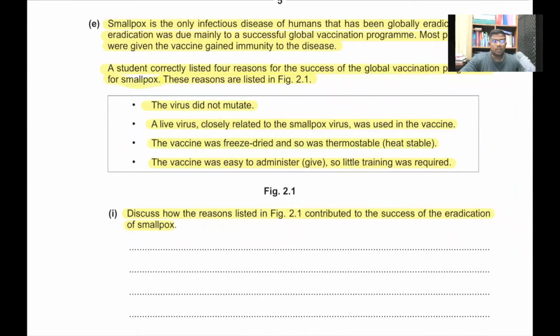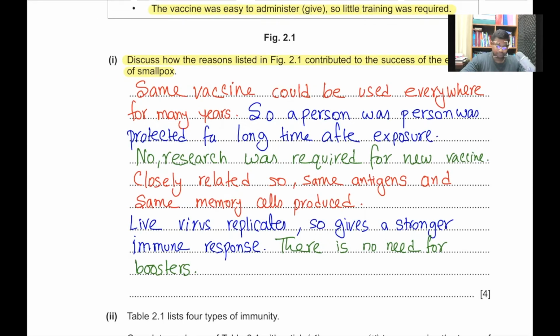A person was protected for a long period of time after exposure to the vaccine. No research was required for making a new vaccine, and a live virus closely related to the smallpox virus was used in the vaccine. So you see, closely related, so same antigens and same memory cells are produced. Live virus replicates, so they give a stronger immune response, and there is no need for boosters when a live virus is injected.